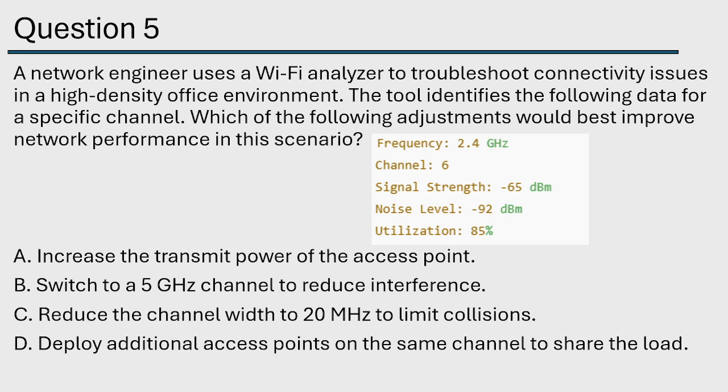What do you think? Well, if you said B, switch to 5 gigahertz channel to reduce interference, I have some really bad news for you. Yeah, you don't have to study on this anymore. You've got it right. B is going to be a correct answer on that one.